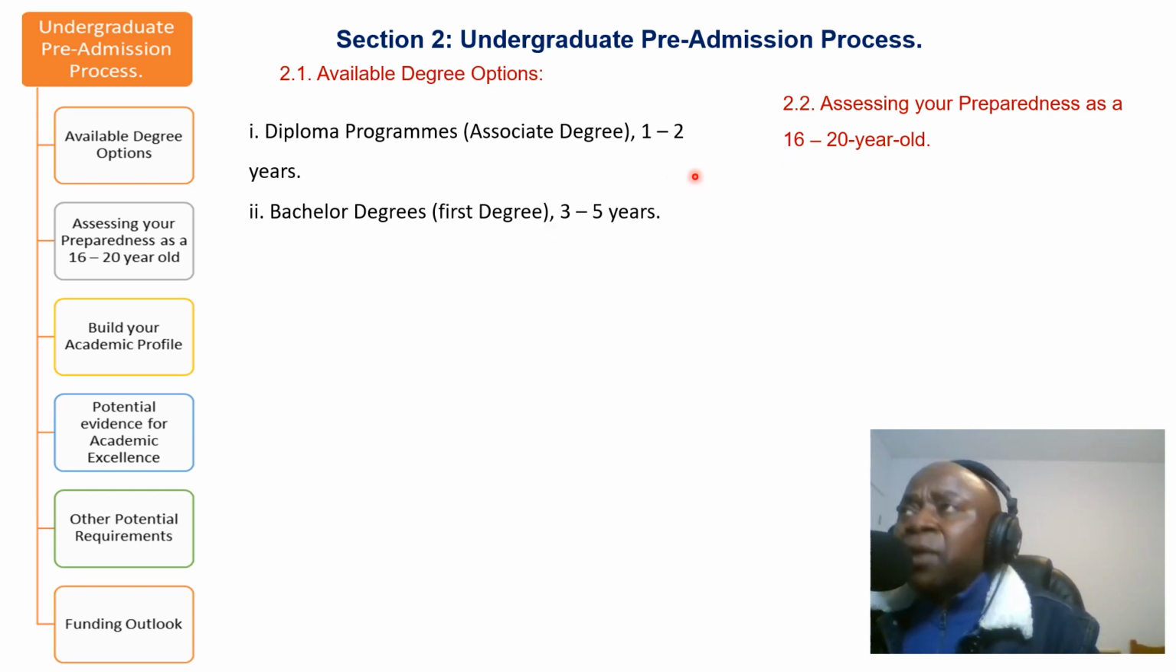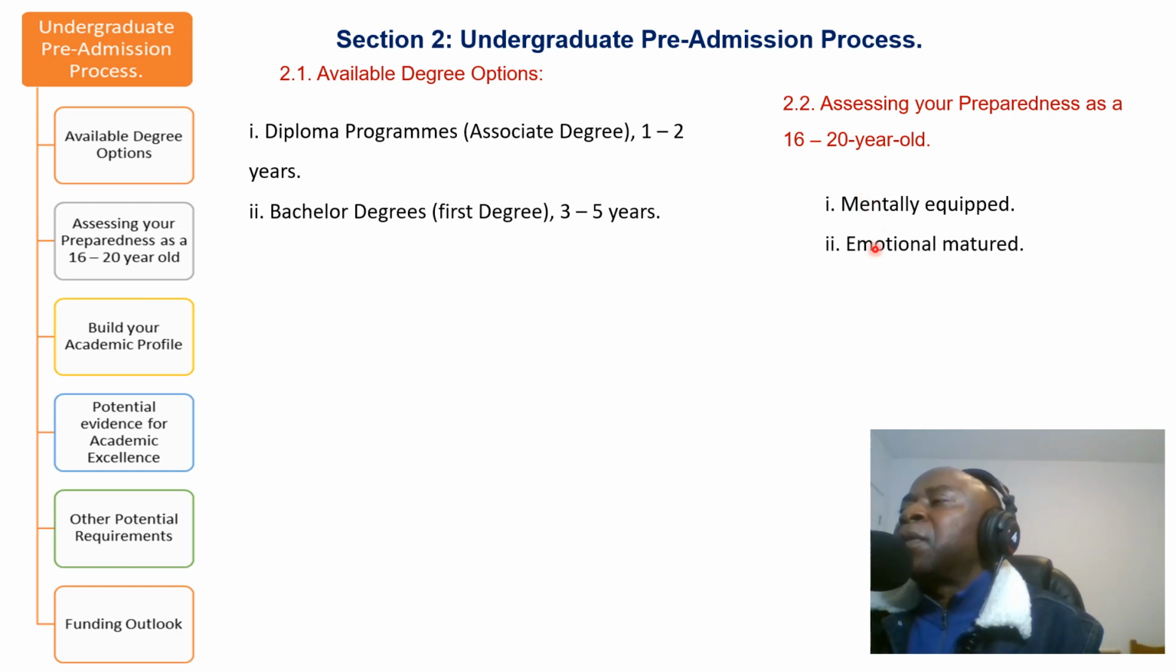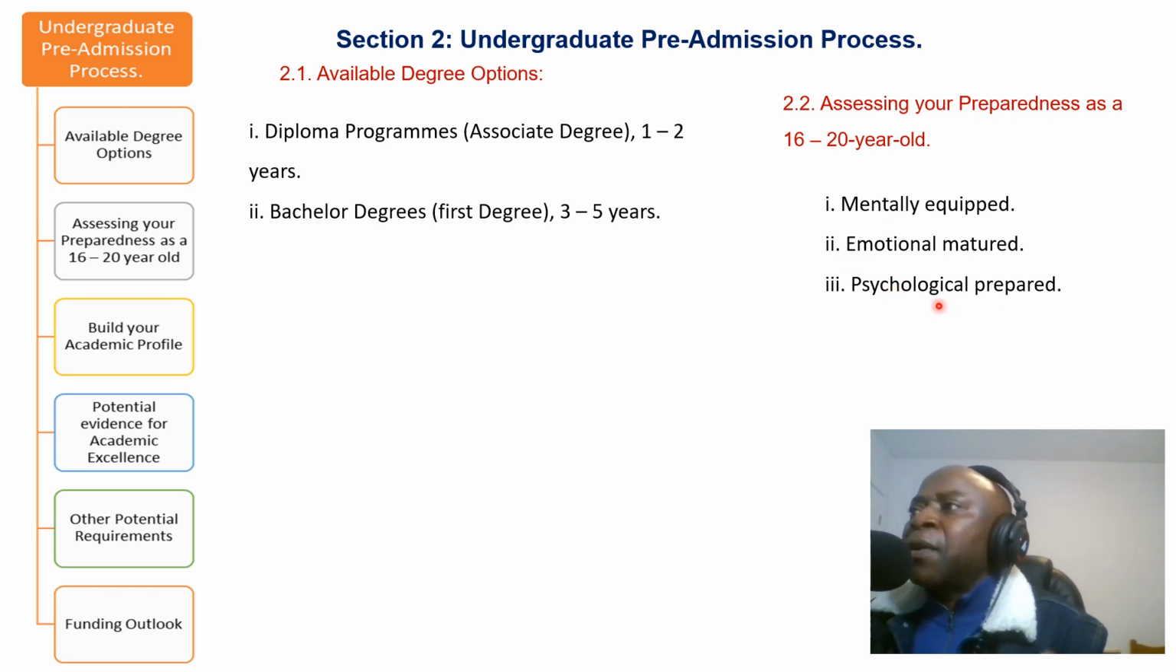So the next question is how do you assess your preparedness at 16 to 20 years? So you have to look at, are you mentally equipped at that tender age when you are leaving your family? Do you have the mentality to succeed in your education dream? Then again, are you emotionally matured to deal with the loneliness, living in a different culture and environment? Then also number 3 is psychological preparedness. Are you psychologically prepared to face challenges, failures, setbacks, and all that, and also to work on your education goals?